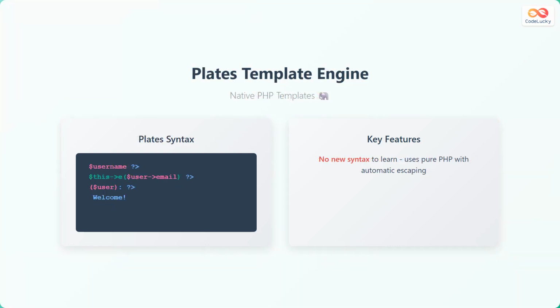Let's examine the Plates template engine. Plates uses native PHP syntax, making it easy to learn for those familiar with PHP. To display a variable, you would use the short echo tag, <?= $username ?>. To escape output, you can use the $this->e() function. Conditional statements are written using standard PHP syntax, such as <?php if ($user): ?>. The key feature of Plates is that it requires no new syntax, as it uses pure PHP with automatic escaping.